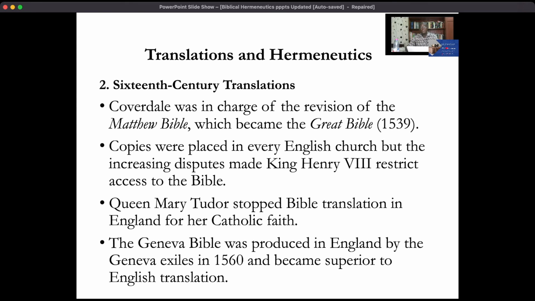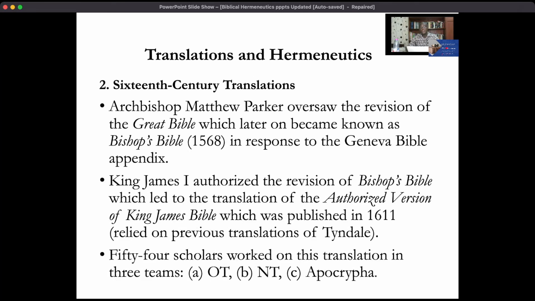Coverdale was in charge of the revision of the Matthew Bible, which became the Great Bible in 1539. Copies were placed in every English church, but the increasing disputes made King Henry VIII restrict access to the Bible. Queen Mary Tudor, who was a Catholic, stopped Bible translation in England for her Catholic faith. The Geneva Bible was produced by the Geneva Exiles in 1560 and became superior to other English translations. Archbishop Matthew Parker oversaw the revision of the Great Bible, which became known as the Bishops' Bible in 1568, in response to the Geneva Bible.